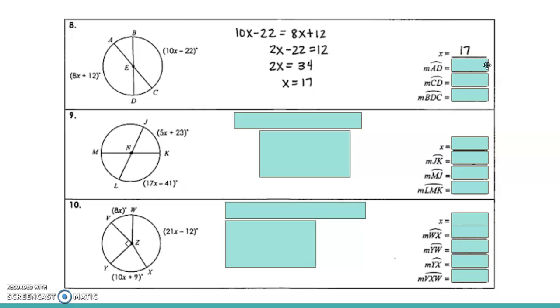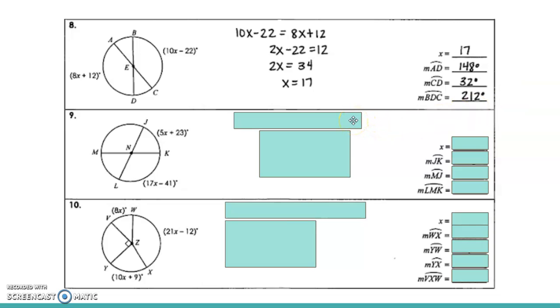I'm just going to plug 17 in for x, and then I can find that that is going to be 148 degrees. To find CD from there, the measure of arc CD, I can just subtract 148 from 180 and get 32 degrees. And then the last one that they want me to find is BDC. So I can add my 148, I can add my 32, and then CD and AB are vertical angles, so their arc measures are also going to be congruent. So we'll add 32 again to get that BDC is 212.